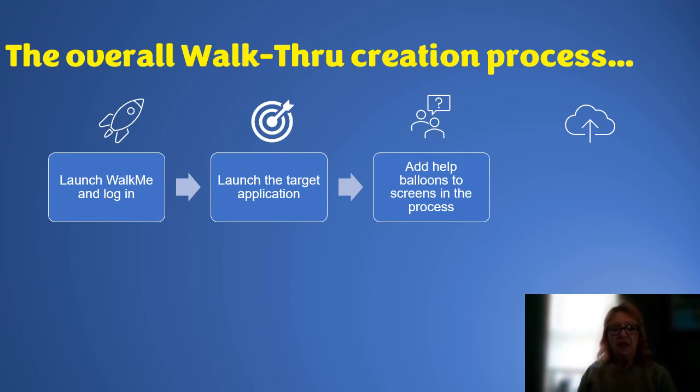Then the nitty-gritty occurs. You go through the processes you want to document, adding help balloons, that's a technical term, to each step and each screen in the process. You can add the balloons as you go along, and WalkMe will also give you a way to edit the balloons and add additional help text, links to other parts of the process, or anything else that you want to add. You can also move the balloons around so they're not covering up vital parts of the screen. We cover that in the module on how to actually create the walkthrough and edit it.